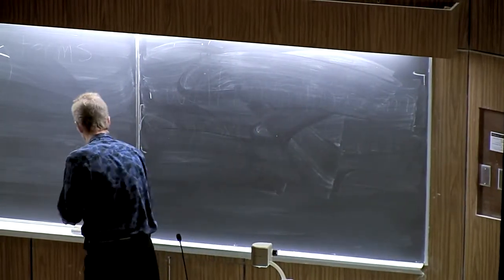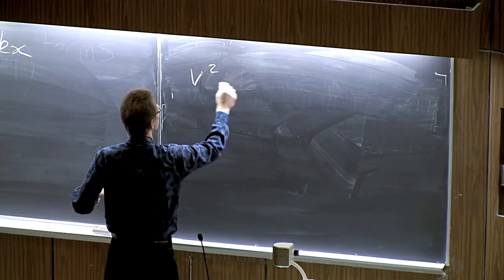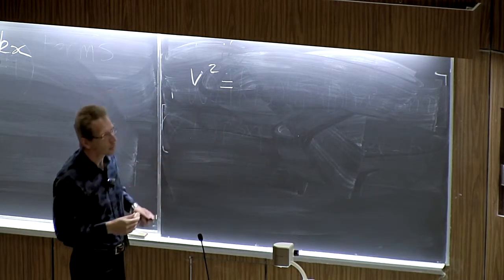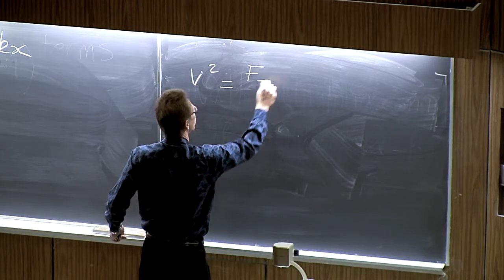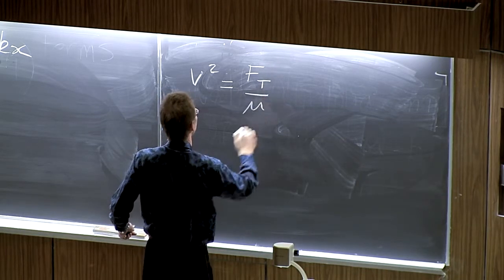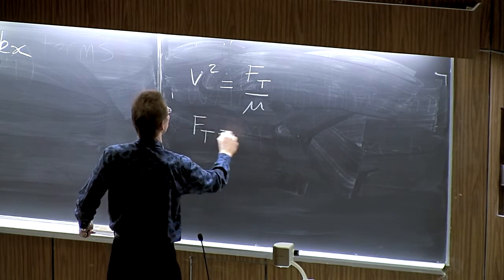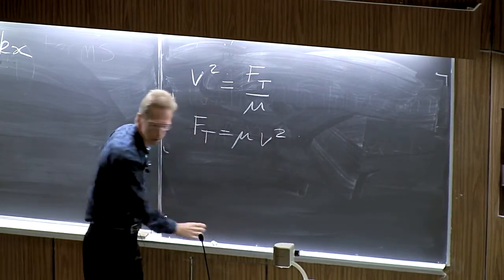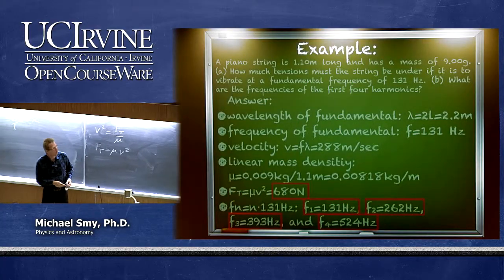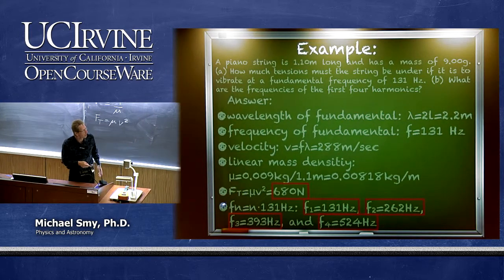And now we can use the equation that relates velocity, tension, and mass density. So we have the velocity squared equals the tension force divided by the mass density, and that means that the tension force must be the mass density times the velocity squared. We've already calculated the velocity, so all we have to do is plug in the numbers, and we get that the tension force must be 680 newtons.